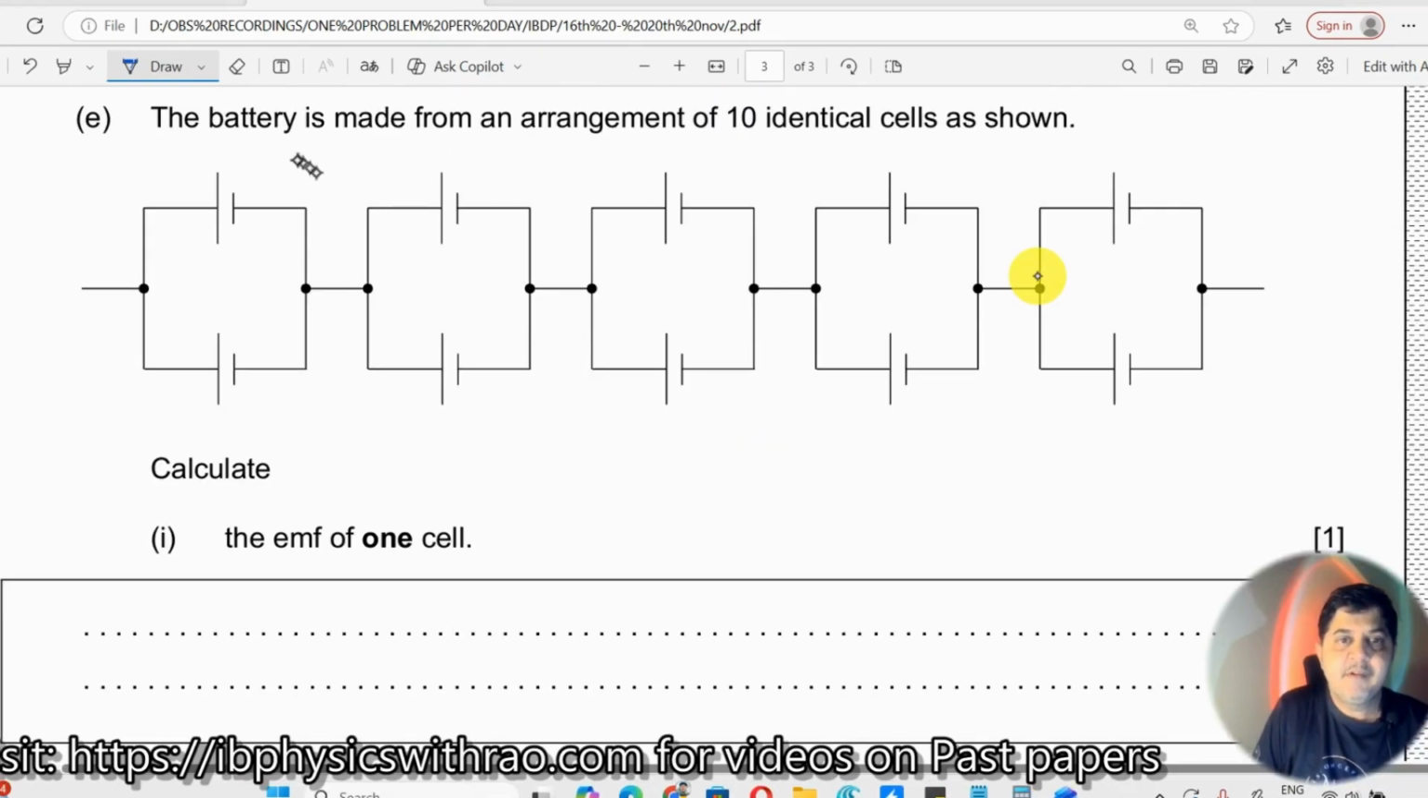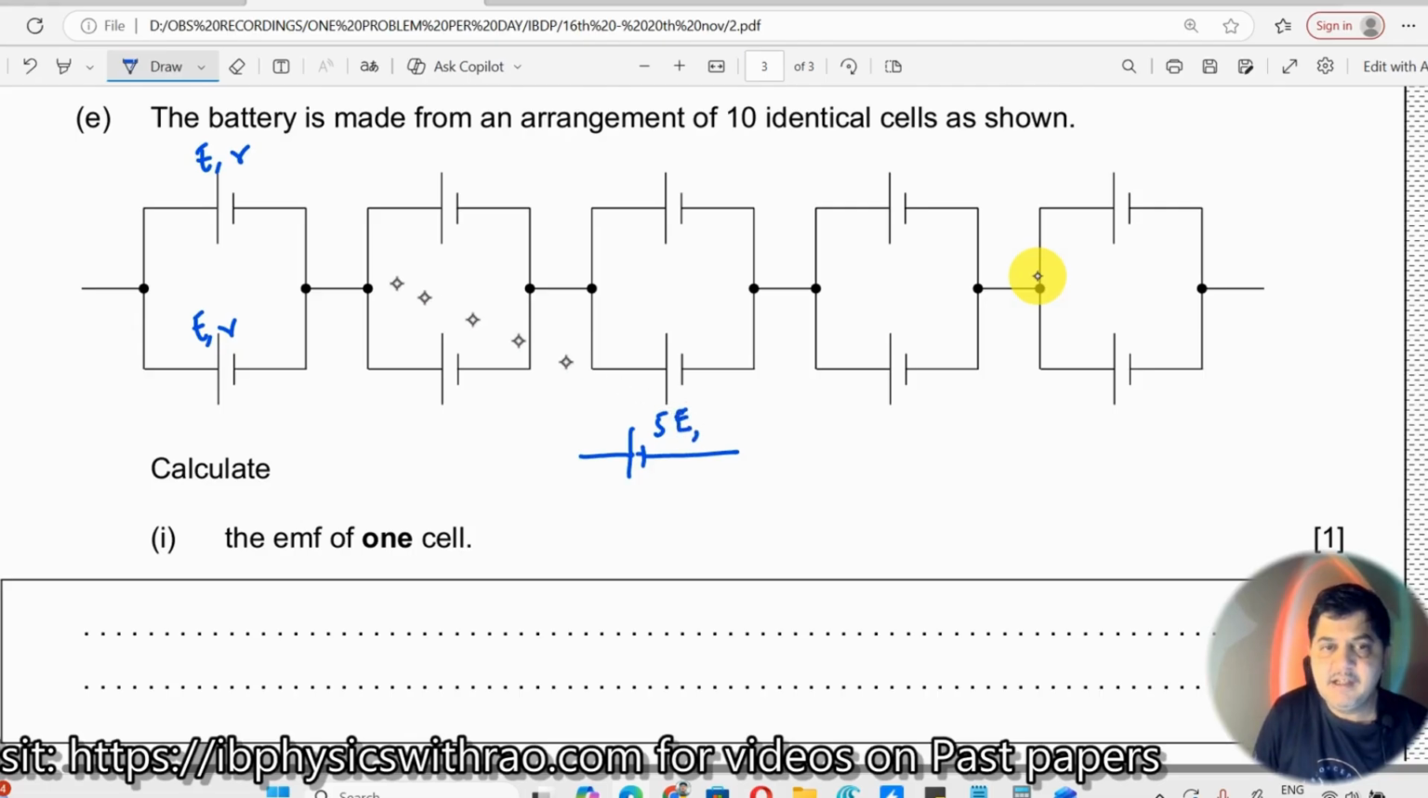Okay, part E. The battery is made from an arrangement of 10 identical cells as shown. Calculate the EMF of one cell. So what we need to do? Let us say this is E, this is R, this is E, comma R. If I have 5 cells like this, the EMFs can be added in series. So I get one branch of all the EMFs added, which should be 5 times E, and the internal resistors are also in series, so they should be 5 times R, right?